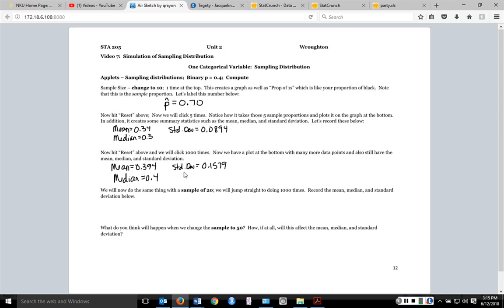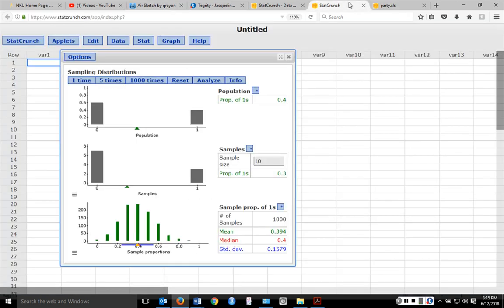Remember, the standard deviation is more of a measure of spread, how different things are. So we're going to see, well, what does that number really mean? Remember, it gives me an idea of kind of how spread out my numbers are along here at the bottom.